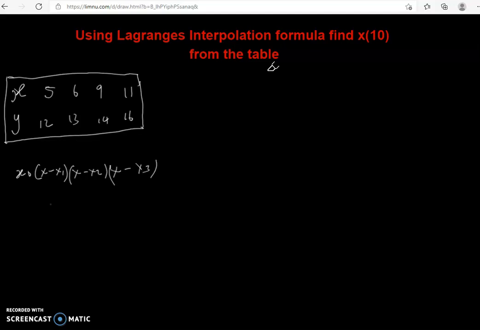Welcome to Chibuzor Mathphysics. In today's video, we are going to be using the Lagrange's interpolation formula to find x at 10 from the table. So let us have our table. We have the value of x, and then the value for y. For x, we've got 5, 6, 9, and 11. For y, we have 12, 13, 14 and then 16. So this is our table.